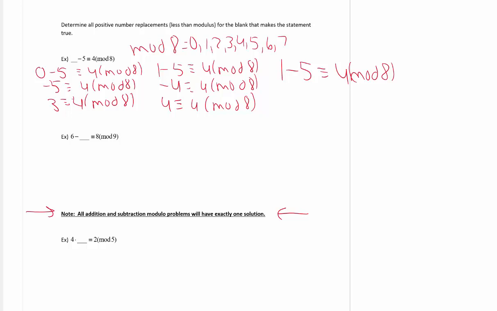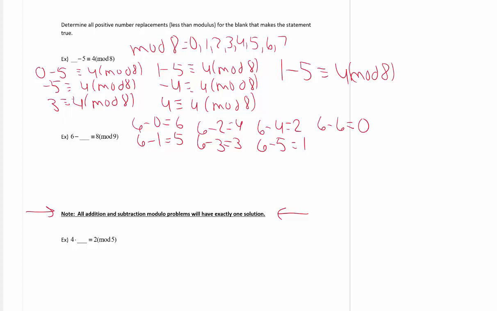Okay, let's take a look at the next example. So 6 minus blank is congruent to 8 mod 9. Now, we should be able to identify very quickly, for instance, 6 minus 0 is 6. That's not going to work. 6 minus 1 is 5. That's not going to work. 6 minus 2, which is 4, not going to work. 6 minus 3 is 3, that's not going to work. 6 minus 4 is 2, that's not going to work. 6 minus 5 is 1, that's not going to work. 6 minus 6 is 0, is not going to work.